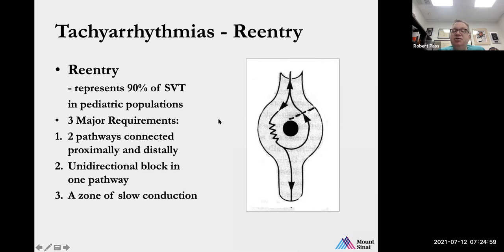So in order to have reentry, you have to have a lot of things happening all at the same time, which explains why patients with reentry are not in tachycardia continuously. First of all, of course, you have to have the architecture, which is the two pathways. You have to have unidirectional block, or another way of saying it is that there needs to be a difference in the effective refractory periods of the two pathways. And finally, there needs to be a zone of slow conduction that will allow for reentry to occur because the other pathway will no longer be refractory. So you have to have all those three things happening all at the same time in order to have tachycardia.